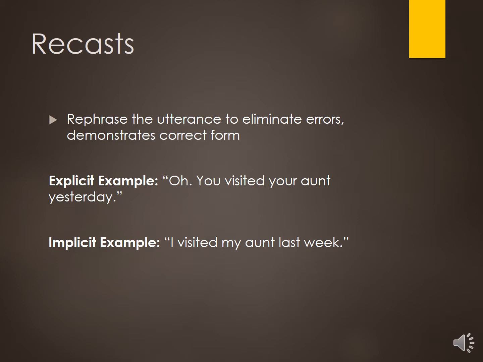We have recasts, where we rephrase the utterance to eliminate errors and use it in its correct form. An explicit example would be, "Oh, you visited your aunt yesterday." So you're providing the correct form, but by rephrasing it back. And then there's also the implicit, which is the subtle way of doing it, like, "I visited my aunt last week." That's basically retelling the sentence back to the speaker in a way that lets them see the error without you essentially calling them out on it.